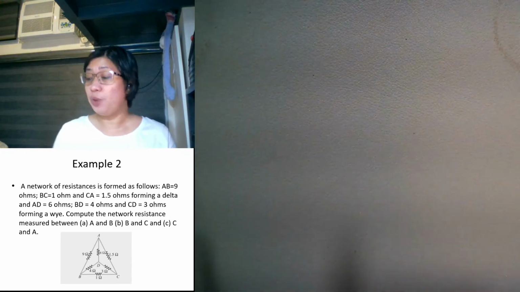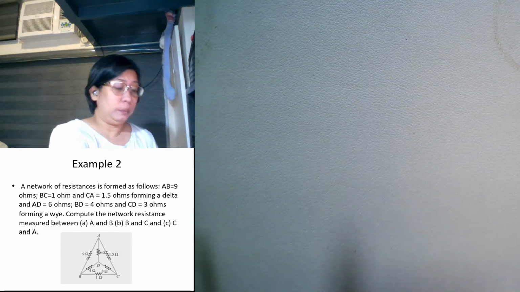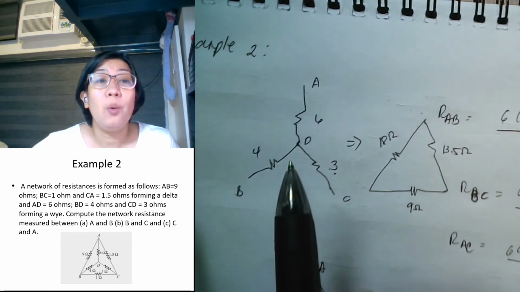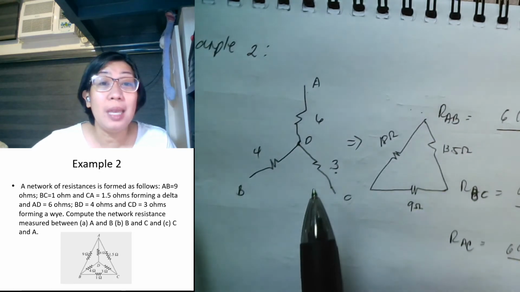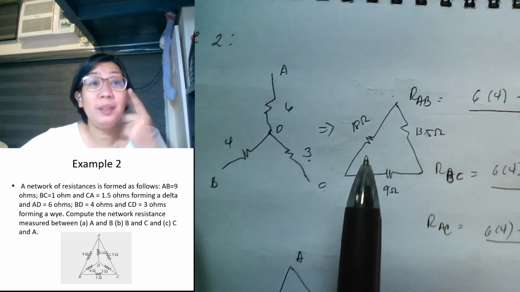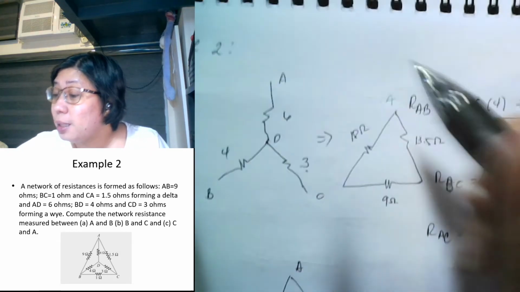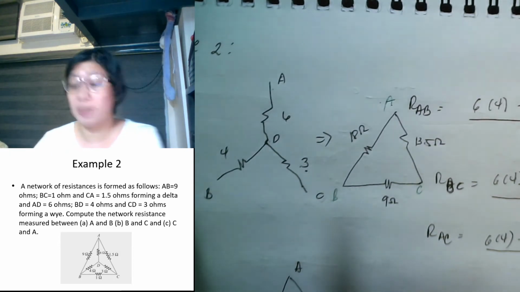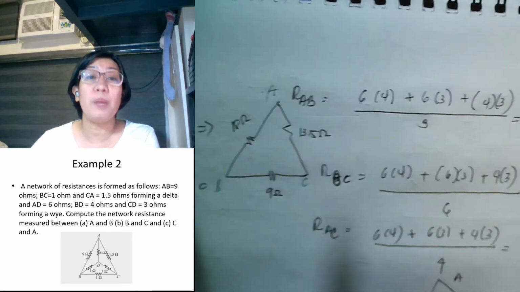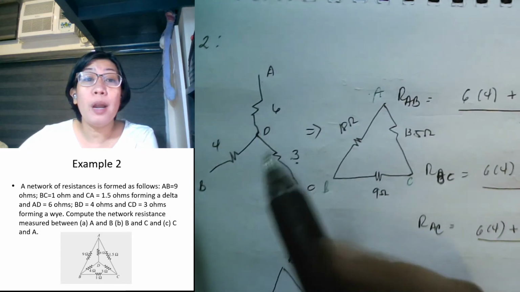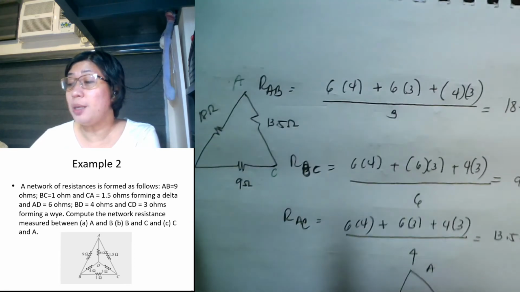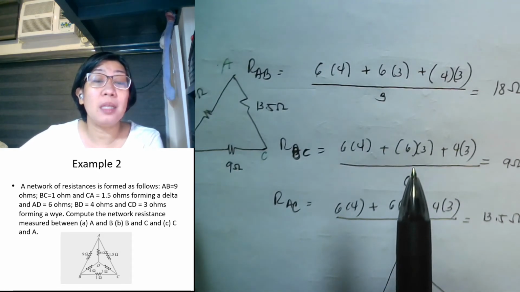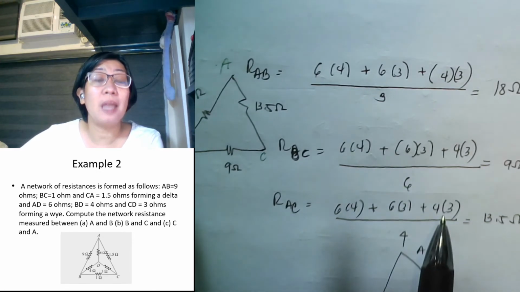I have here an illustration. This is my inner Y, that is your 6, your 4, and your 3, and I want to make that into its equivalent delta. This is my point A, this is my point B, and this is my point C. So the numerators are the same. The numerators are just the combination of the three: 6 times 4, 6 times 3, and 4 times 3. All of the numerators are like that.